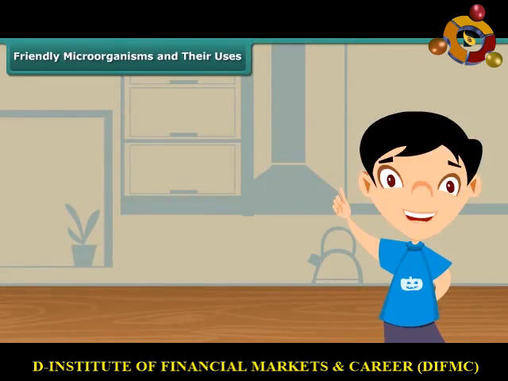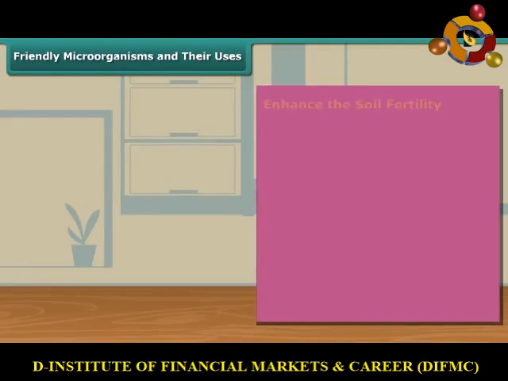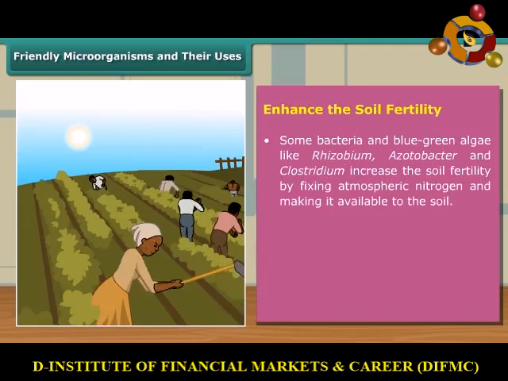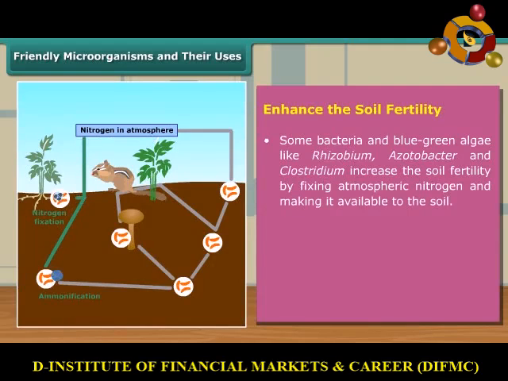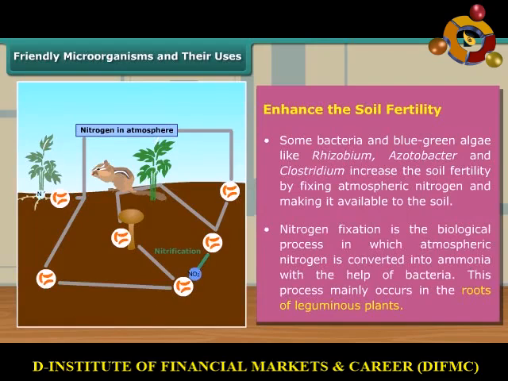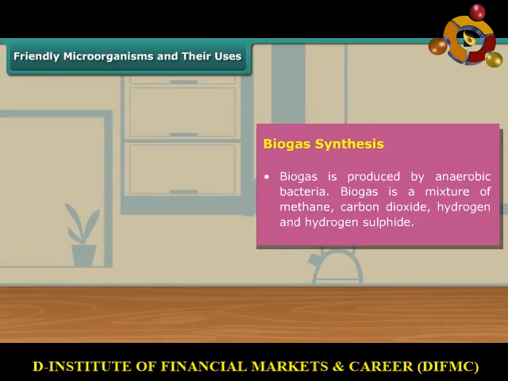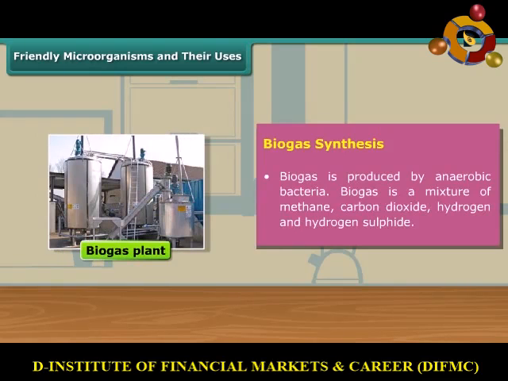Now let me tell you about other benefits provided by useful microorganisms. Some bacteria and blue-green algae increase the soil fertility by the atmospheric nitrogen fixation process. Nitrogen fixation is the biological process in which atmospheric nitrogen is converted into ammonia. There are other friendly anaerobic bacteria that are used in the synthesis of biogas. Biogas is a mixture of methane, carbon dioxide, hydrogen, and hydrogen sulfide.